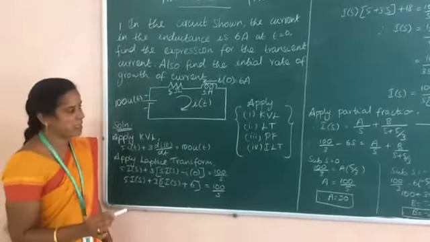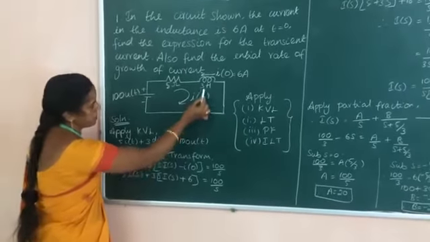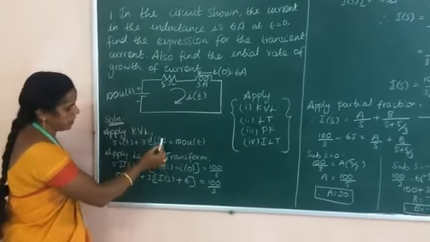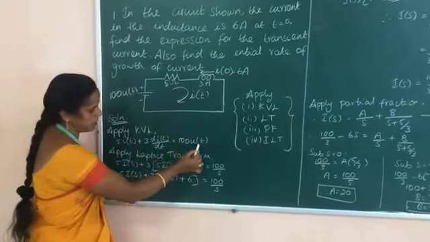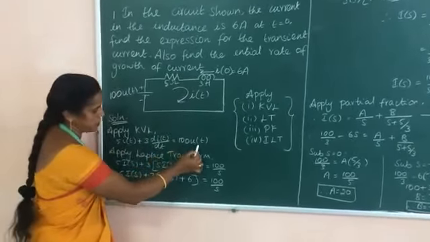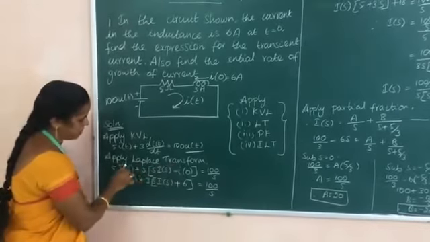So 5 into I of t plus 3 into, for this inductance we write 3 into di by dt, that is equal to 100 into u of t. This u of t is nothing but a unit step signal, which is equal to 1 for all values of t greater than 0. Now we apply the second step, that is, apply Laplace transform.